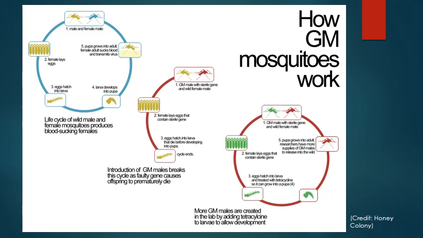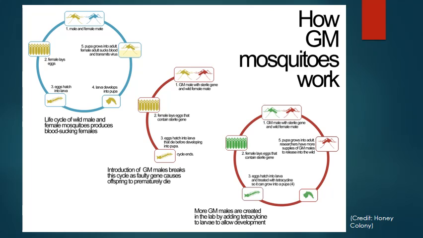Here we have an infographic with 3 reproduction cycles. The first one explains how mosquitoes reproduce in the wild. Here, the male and female mate. The female lays the eggs in standing water. These turn into larvae, then pupate, and then finally the mosquito is born and the cycle begins again.